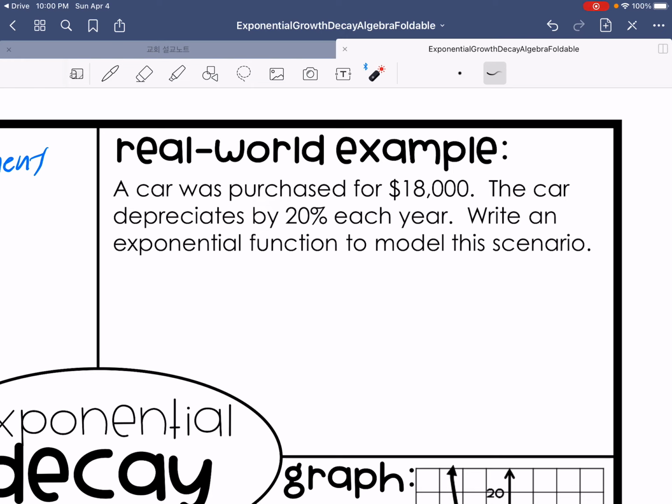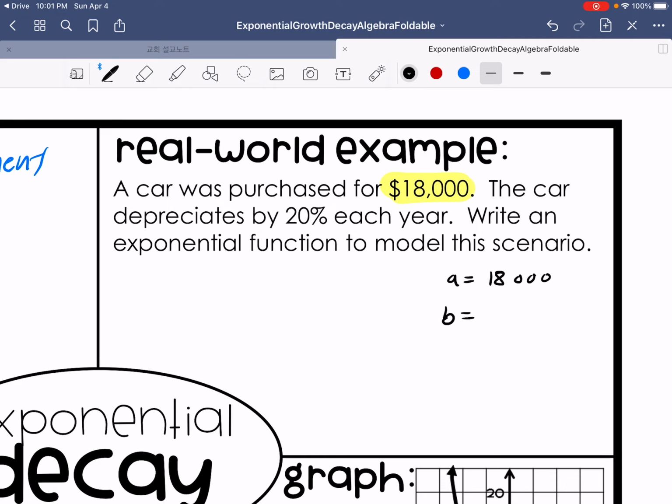So first, we have to find the initial value. What is that going to be? We first used $18,000. That's the money that you put in to purchase, right? So that's going to be our initial value, which is a equals $18,000.